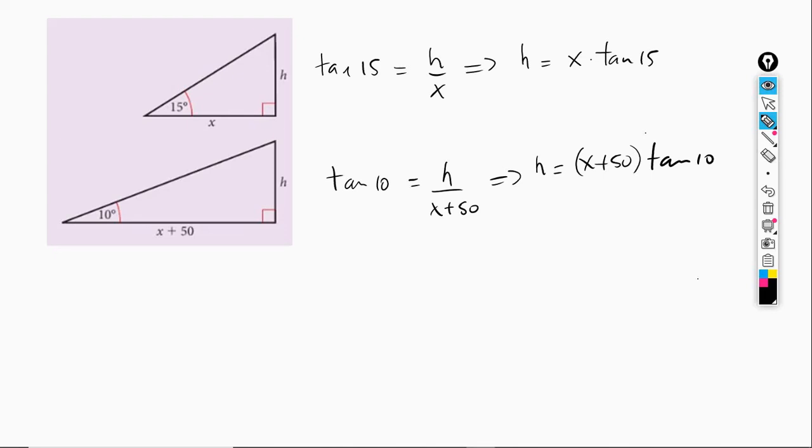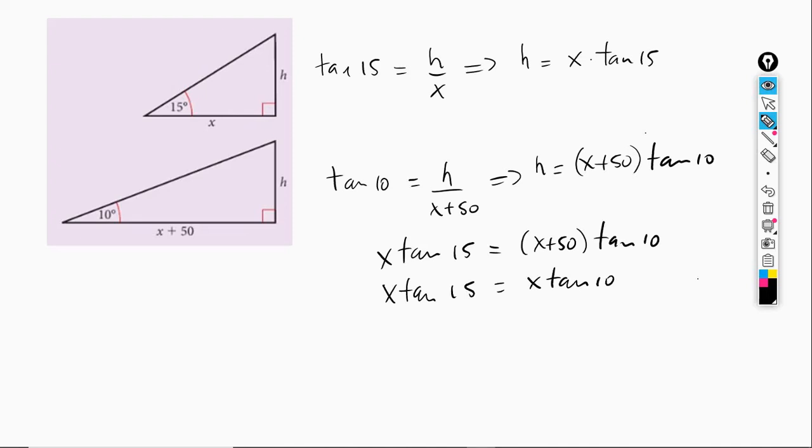We do know as a fact that x tangent of 15 must equal (x plus 50) times tangent of 10. That's because these two also equal h, so they have to be equal. So let's solve for x. Notice then that we can rewrite this as x tangent of 15 is equal to x tangent of 10 plus 50 tangent of 10.